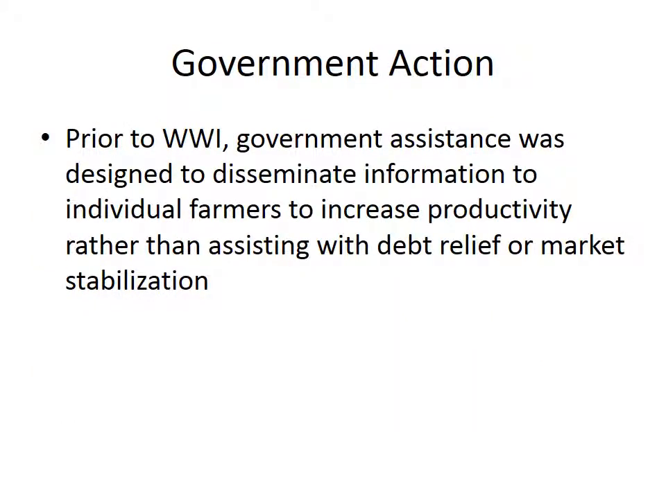Government action. Prior to World War I, government assistance was designed to disseminate information to individual farmers and to increase productivity. It was not intended to help with debt relief. Government bailouts, the purchase of dairy products, all the government subsidies and farm supports that we have nowadays, won't come at this period. It will be largely as a result of this period and the Great Depression that the government will come on board with that.